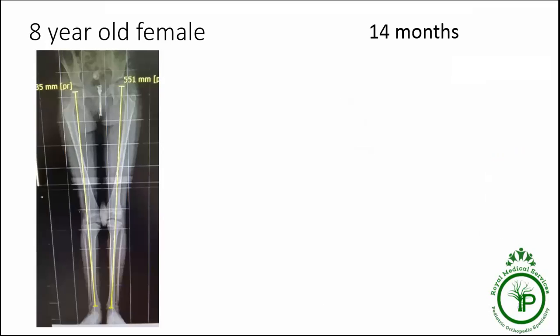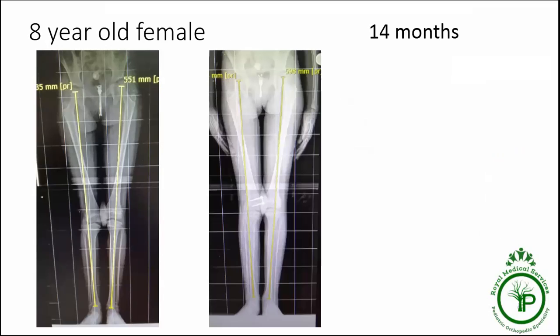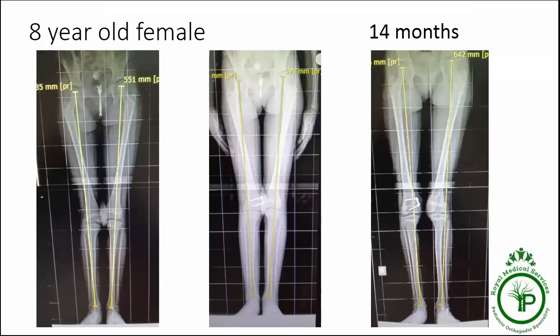So this is an 8-year-old female patient presented with right-sided genu valgum. A hinge plate was placed, and then it was corrected. And then 14 months later, we found out that the left side now has genu valgum, and the right side has been corrected.